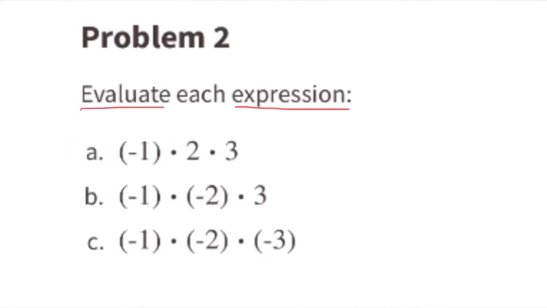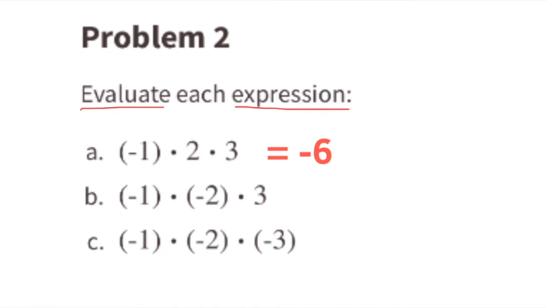Problem number 2. Evaluate each expression. A. -1 times 2 times 3. We can do 2 times 3 to get 6, and then -1 times 6. That equals -6. The value for this expression is -6.